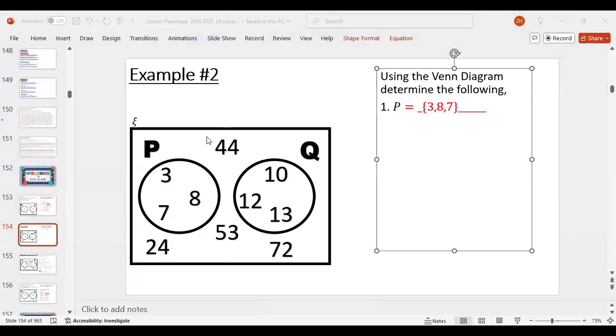Excuse me, Mr. Petty. Why is it not in order? Oh, I don't have it in order, so that's true. 3, 7, and 8. It doesn't have to be in order, but you know, we like our stuff in order. So 3, 7, and 8. Next.